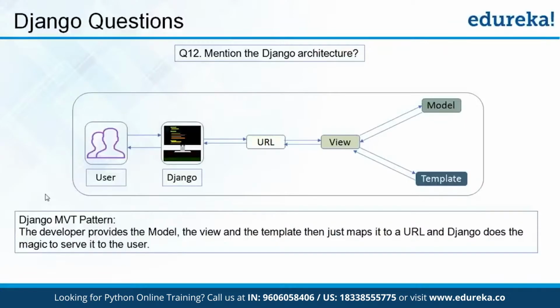Now you've got your model, which is part of your database, where you define your database schema. The view and the template map the model. So basically the developer provides a model and the view, and the template then maps it to the URL, and Django does the magic to serve it as such. You've got the model, you've got the template. It is then taken up into the view and given as a URL through Django to the user. Are you all clear regarding the model, view, template structure as such?